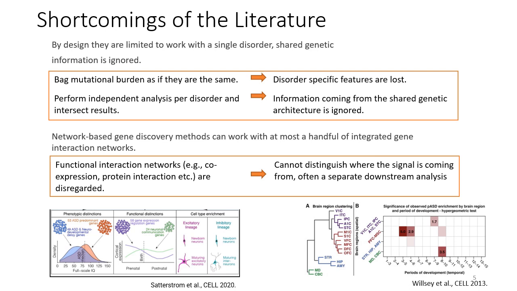Secondly, they work with at most a handful of networks, and they perform additional analysis to figure out where the actual signal is coming from. Then it is difficult to deconvolve the results. For example, in a study published in Cell in 2013, they need to do a downstream analysis to find out which brain region clusters have higher significance at which neurodevelopmental windows. We would like the method itself to learn and make use of the significance of these networks.